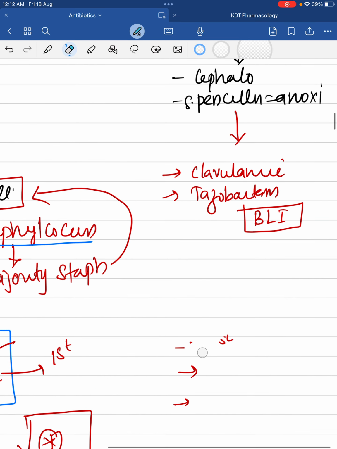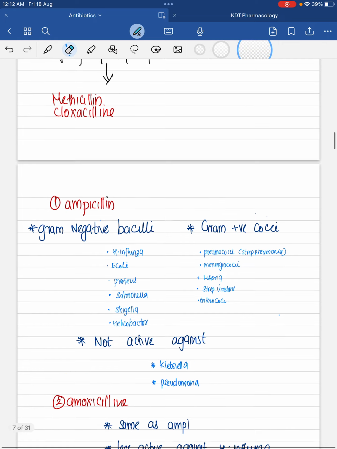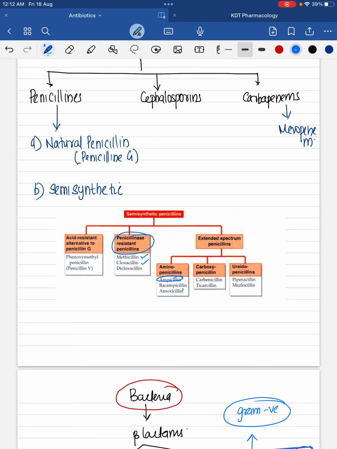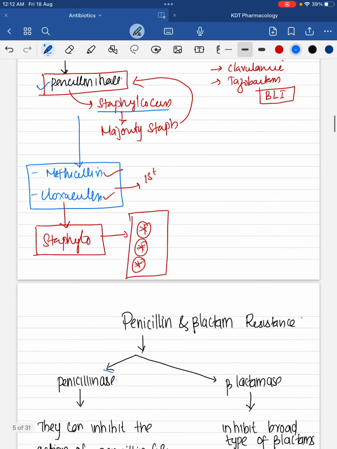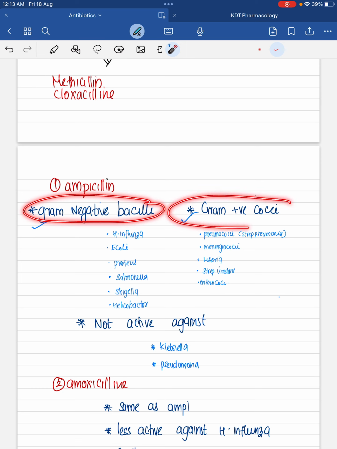Now we will be going to the next thing, that is we will be discussing each group, like ampicillin, amoxicillin and piperacillin. We have to know about these things. Ampicillin can act against gram negative as well as gram positive. As I told, ampicillin and amoxicillin all come under the group extended spectrum. So they can act against negative and positive.